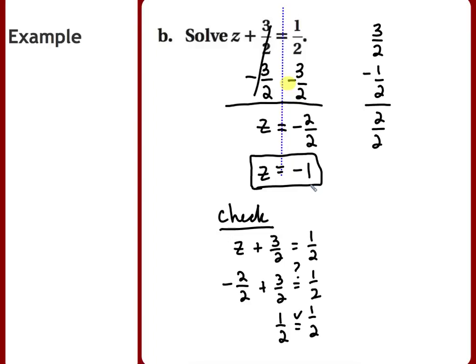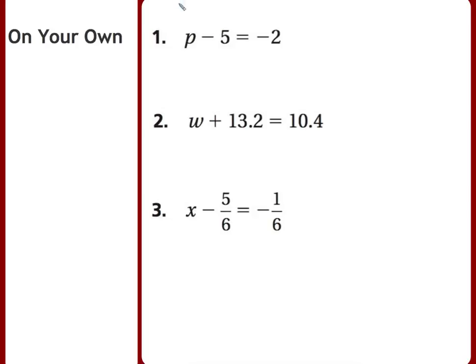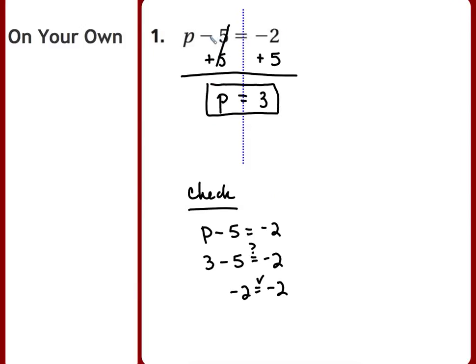All right, so I got a few on your owns to try. Go ahead and pause the video and try these. All right, so for number 1, instead of subtracting 5 or having a negative 5, we're going to add a positive 5 to both sides. And you get p is equal to 3, which checks out.